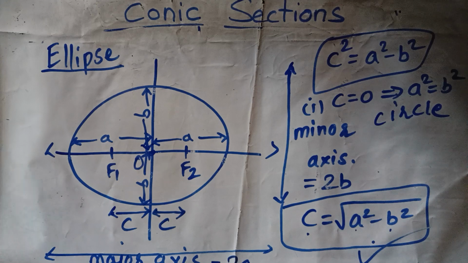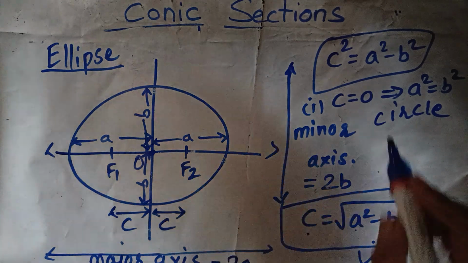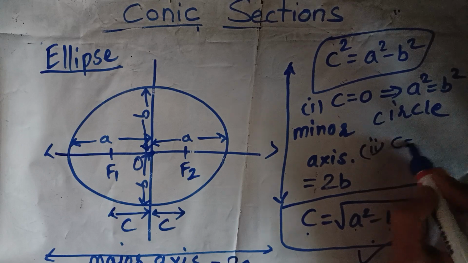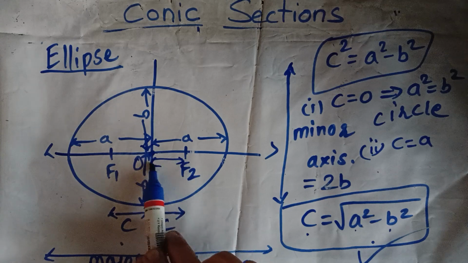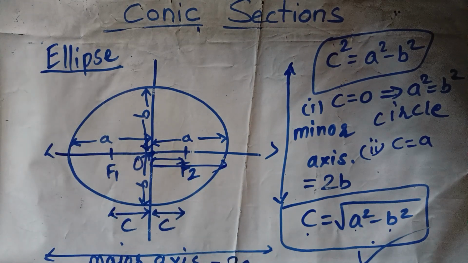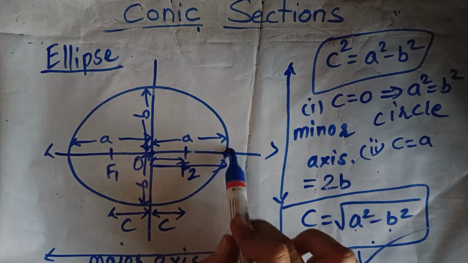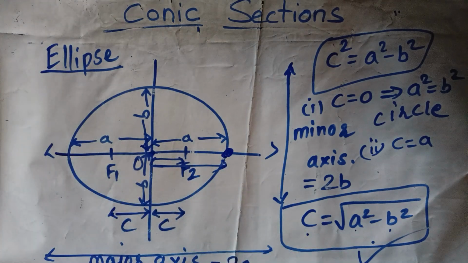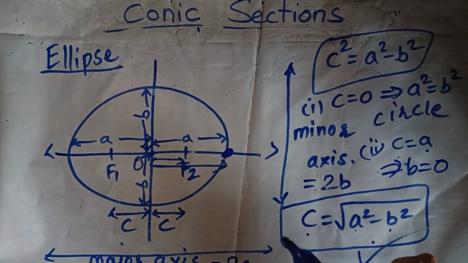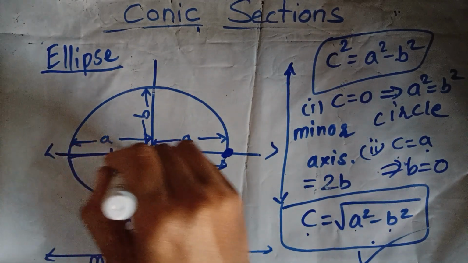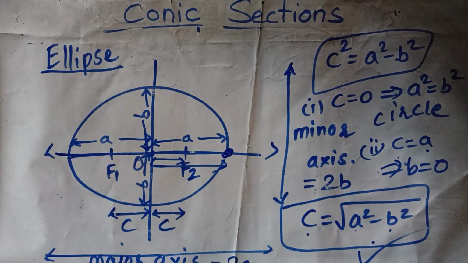In the second case, when C is equal to A, that is, this C distance is equal to this distance, the focus is here. The ellipse reduces to the line segment F1F2 joining the two foci. That is, when C is equal to A, we have B equal to 0. So the only thing that remains is the line segment.